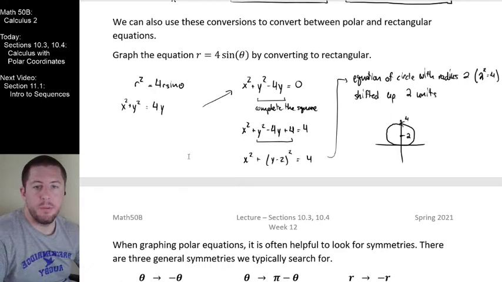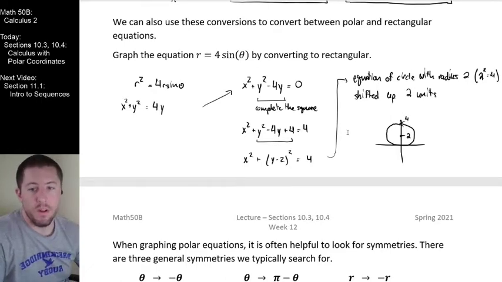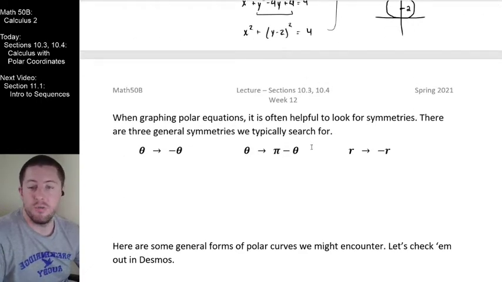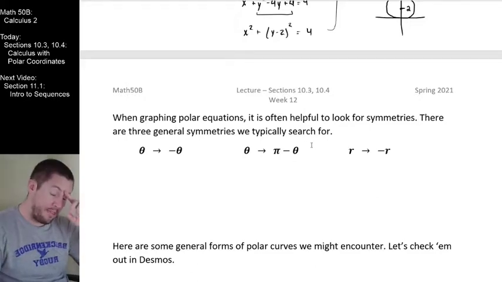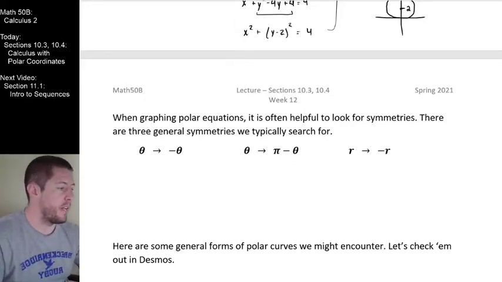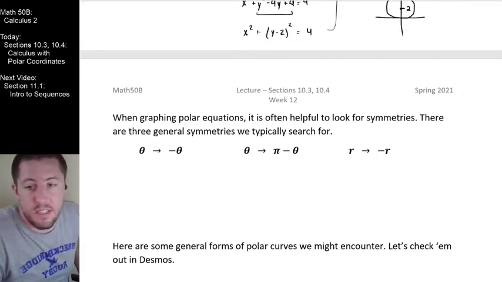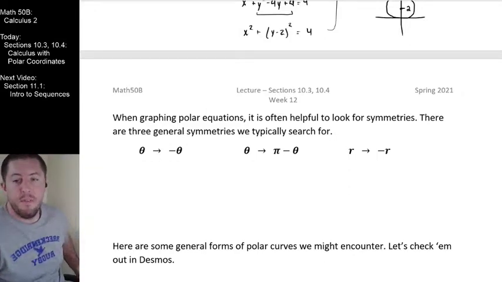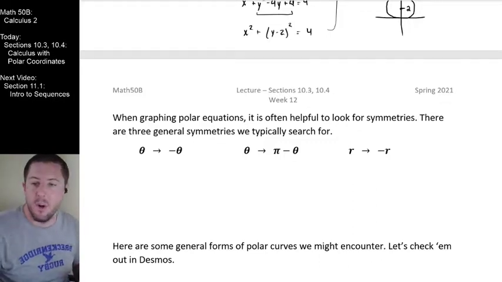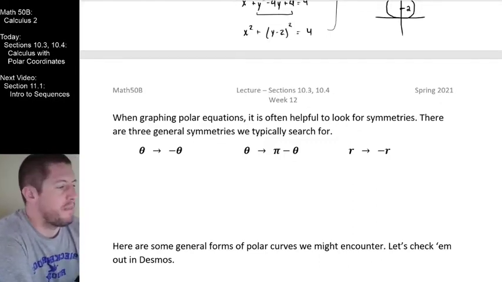And this last one, the algebra got me there because I just got out of polar. But if you're trying to produce a graph that is just remaining in polar form, you should remember that there are 3 general symmetries that we can go hunt for. That will help us, and again, as we've learned this semester, symmetry is your friend. Every time you find a symmetry, you're dividing your work into half, into quarters, something like that. It's always useful for us to find these symmetries.